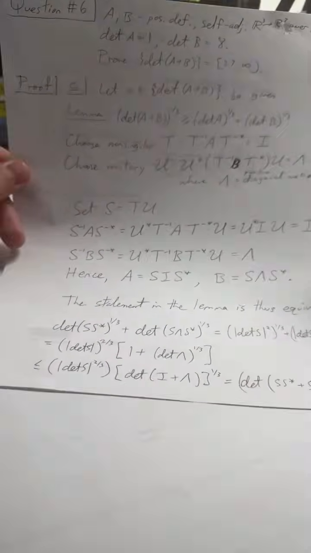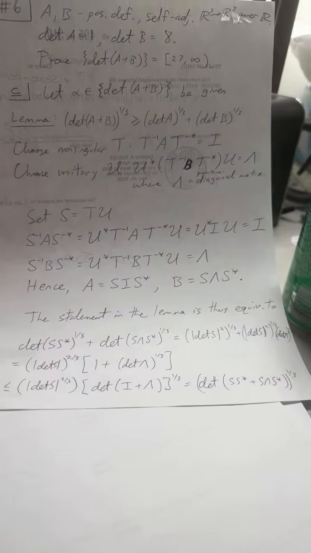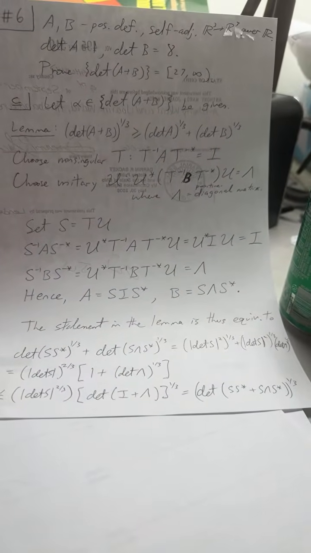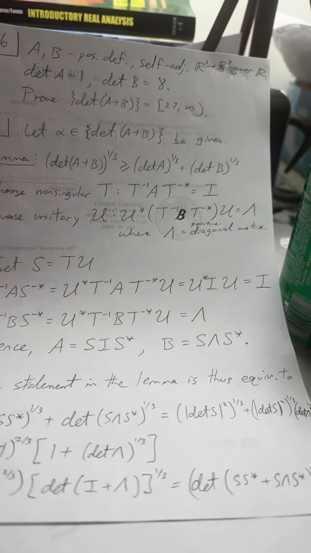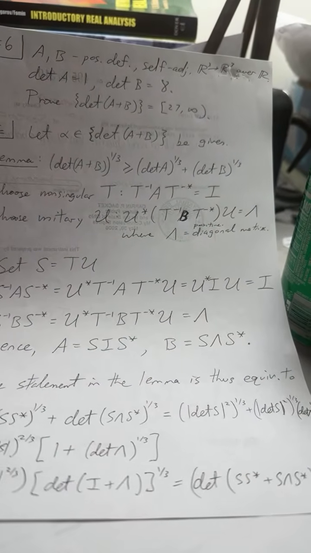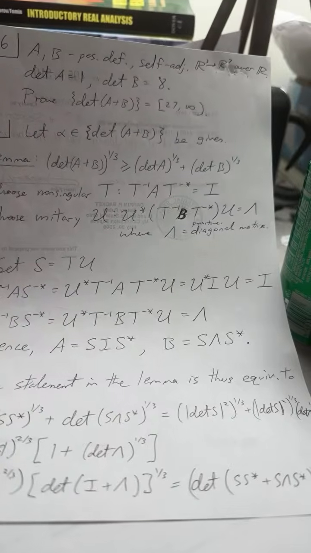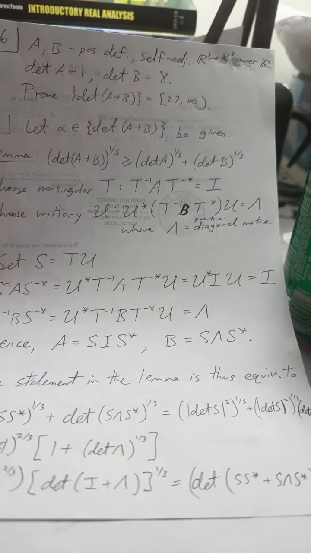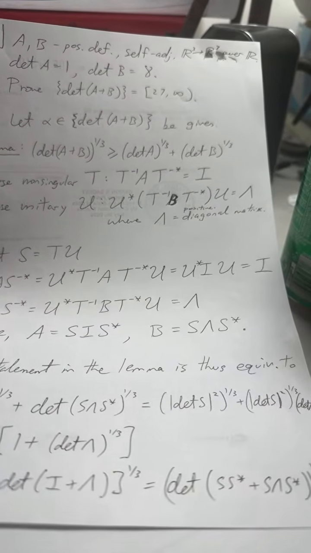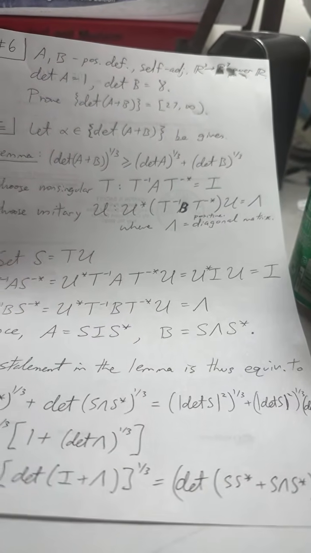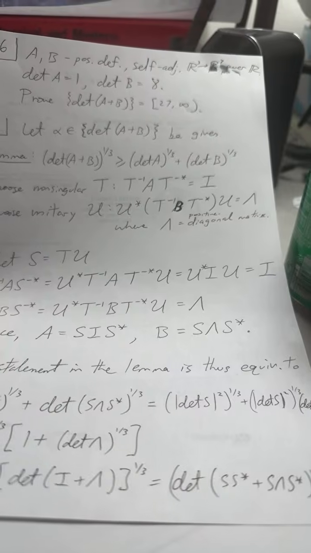Okay, so this lemma is really the only thing I need to prove. Determinant of the sum raised to 1/3. Okay, that's just a statement. So I need to choose a non-singular T where T inverse A T inverse star is equal to the identity. And I need to choose a unitary matrix U such that U star T inverse B T inverse star U is equal to my positive diagonal matrix.